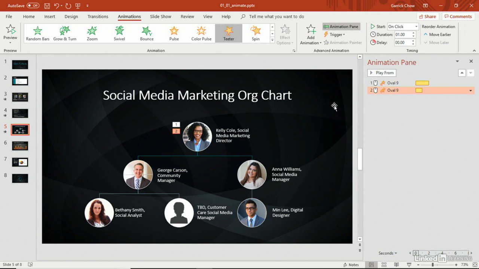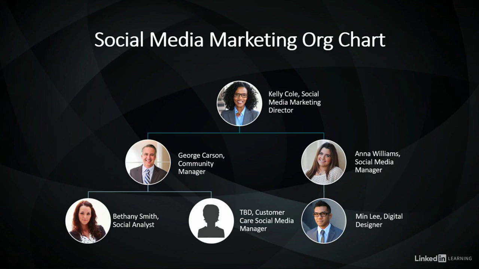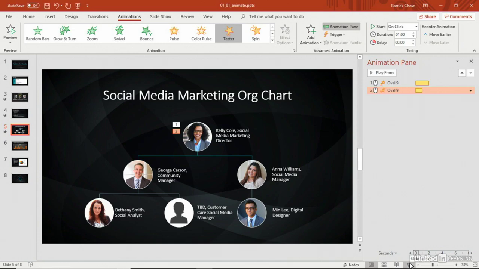Now, one issue I have with what I've set up so far is that by default, I have to manually trigger each animation. I'll go into slideshow mode to show you what I mean. So here I have to press the spacebar once to trigger the size change, and then I have to press the spacebar again to make the teeter animation happen. I'd like to have the teeter animation happen automatically, and I'll show you how to do that in just a little bit. But for now, that's how to add an animation or multiple animations to an object on your slide.